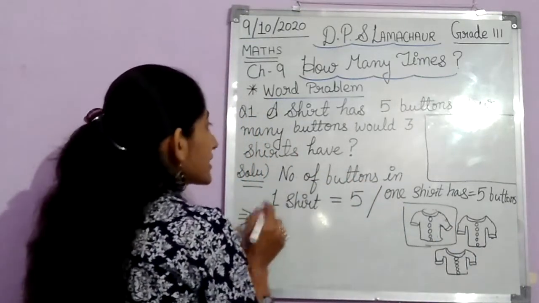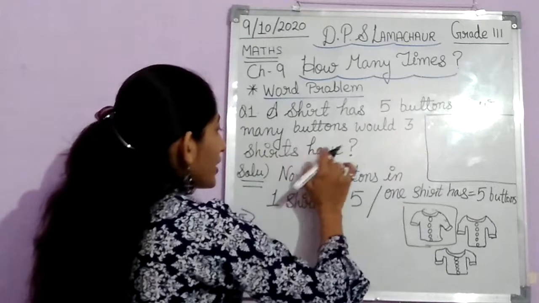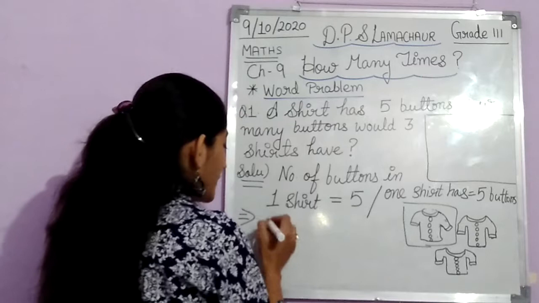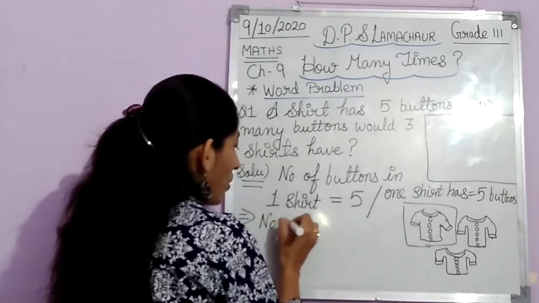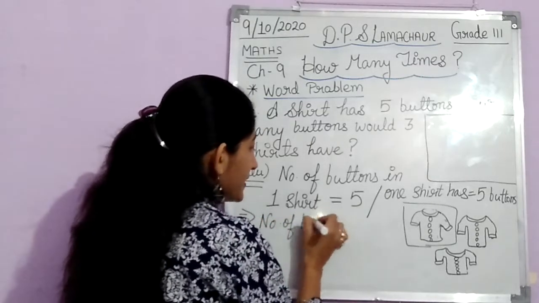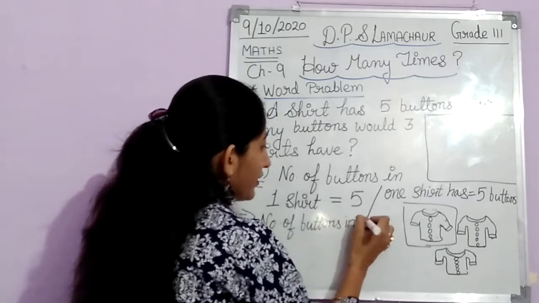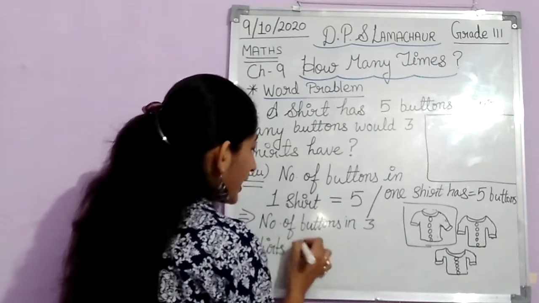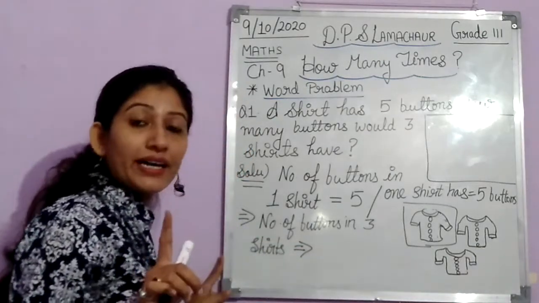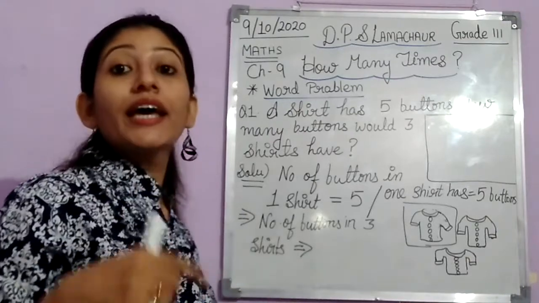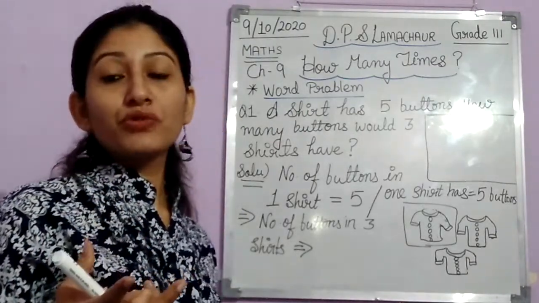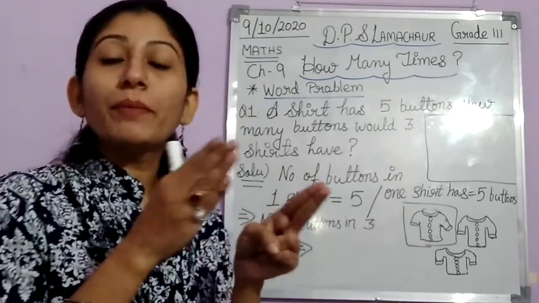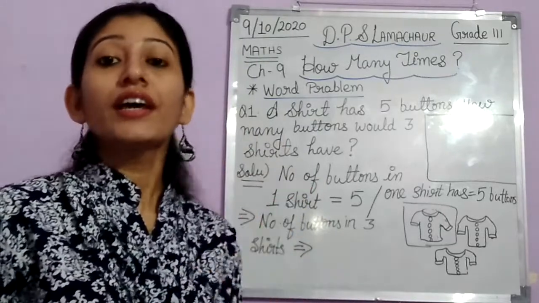Now what is it asking? How many buttons would 3 shirts have? तो आप क्या लिखेंगे? Number of buttons in 3 shirts. अब 3 shirts में कितने बटन हो जाएंगे? अब मैंने क्या कहा था? मैंने कहा था जब सेम ऑब्जेक्ट के नंबर ऑफ आइटम्स पूछेगा तो we have to do multiply. ऑब्जेक्ट सेम है, आइटम क्या है? हमारा शर्ट है और कितने हैं? 3 हैं. तो what we have to do?